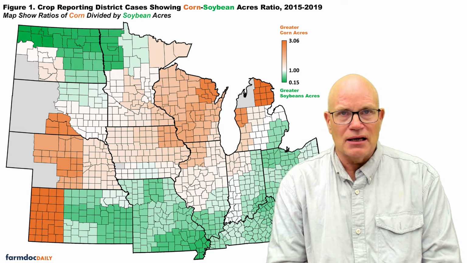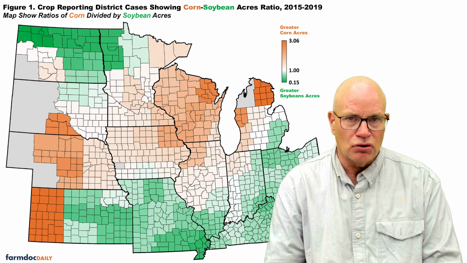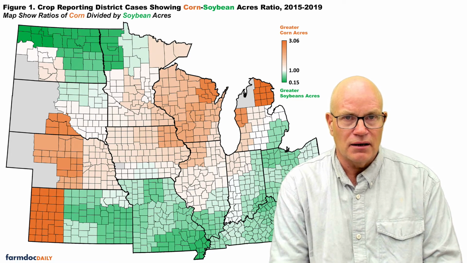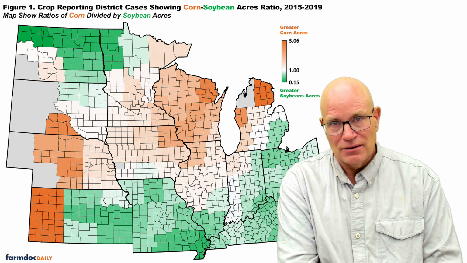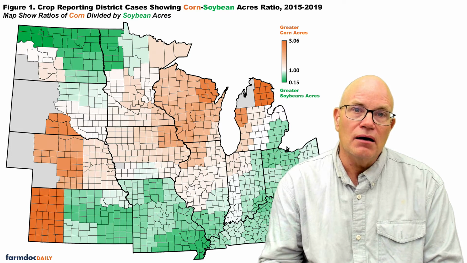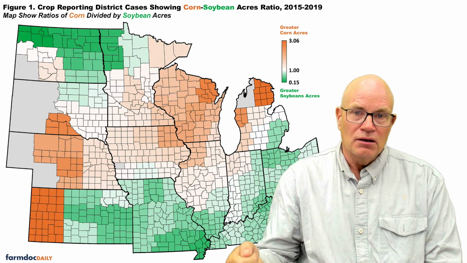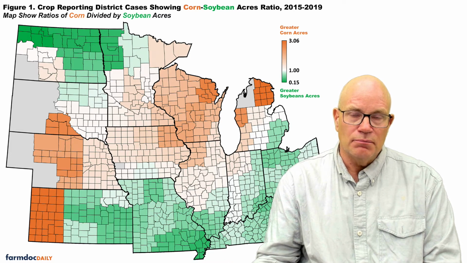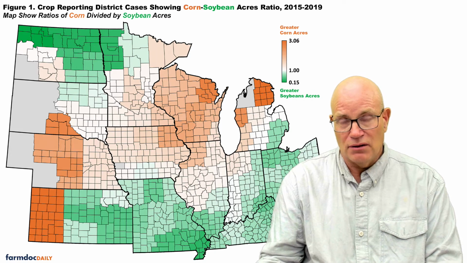If you're looking at this map, you will see the highest numbers, or the most corn relative to soybean acres, in Nebraska and Kansas, and those happen to be irrigated land, and then also above in Wisconsin and Michigan. Those high ratios in Wisconsin and Michigan are there probably because of livestock, particularly in Wisconsin.